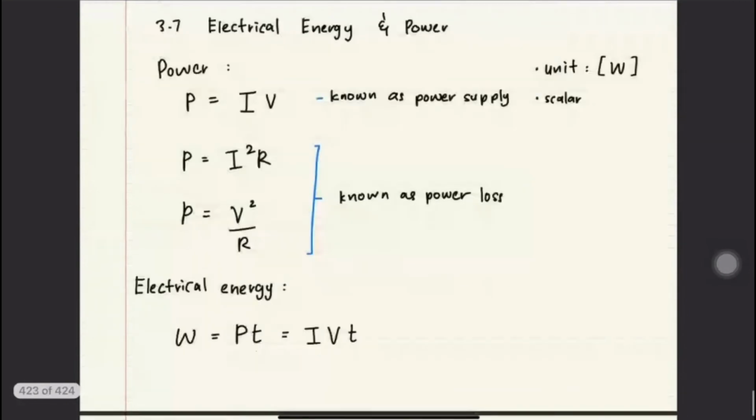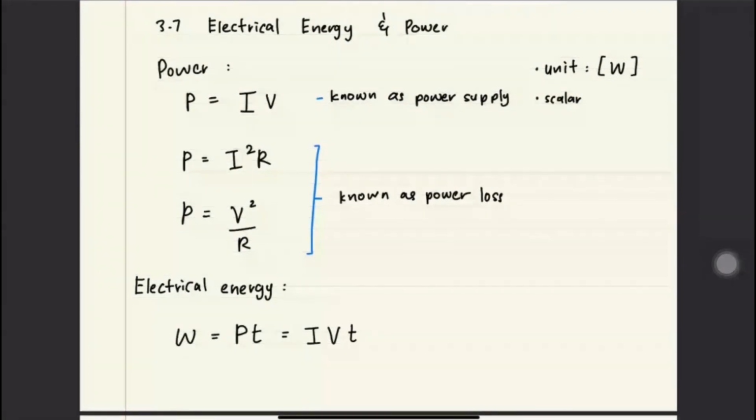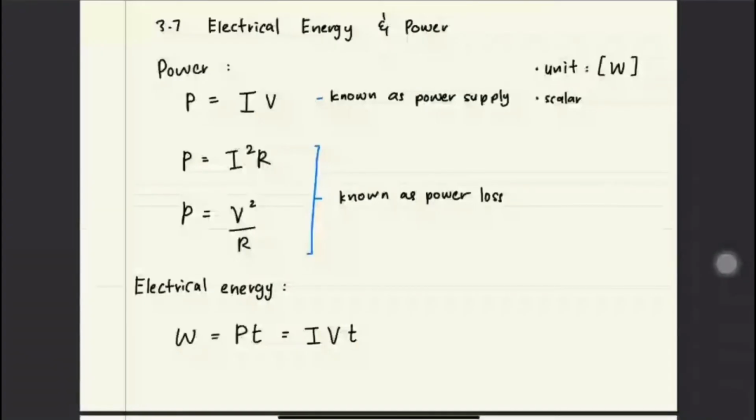We're moving on to the last topic that I want to show you today. Okay, the last one is about 3.7, electrical energy and power. Okay, for power you have three main formula lah. P equals to IV, and then from there you can derive some more using Ohm's law you can get P equals to I squared R and P equals to V squared over R. Tak kisah nak pakai mana-mana.